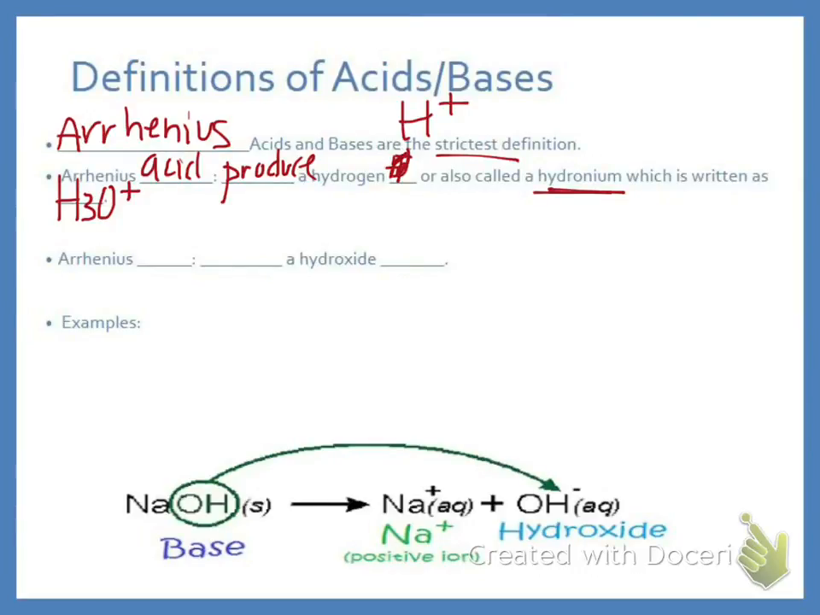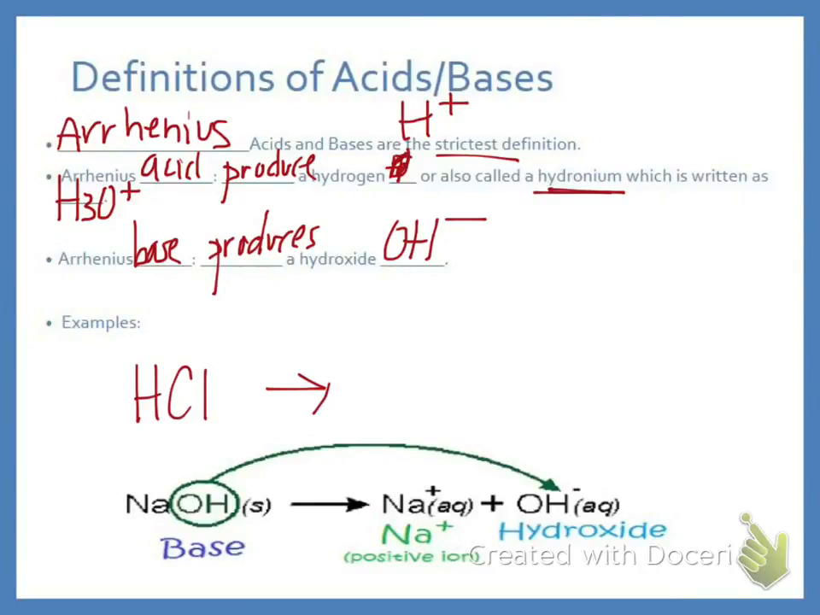Arrhenius base produces a hydroxide. Okay, so I've given you an example of the way it breaks down. Sodium hydroxide would break down to sodium plus hydroxide. So since it produces a hydroxide, it would be a base. If I had, say, HCl, and it breaks down, I would get H plus and Cl minus. So because this is producing the hydrogen, it would be an acid.